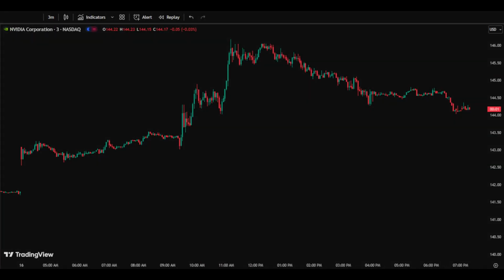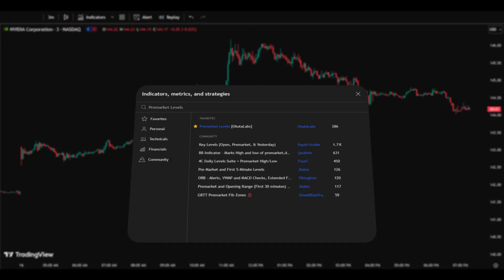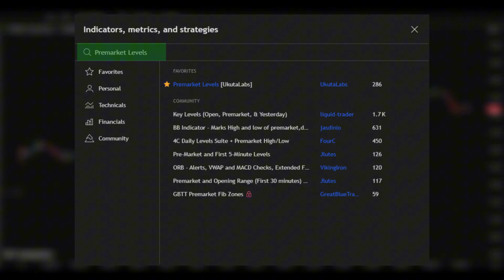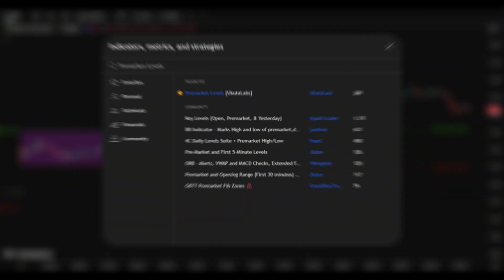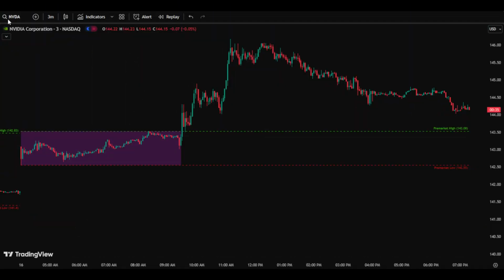Now let's add the pre-market indicator to your charts. Let's head on over to TradingView and click on the Indicators option on the toolbar. Next, search for pre-market levels. We're going to use this indicator from UkutaLabs. It's super useful. I'll also add the link for this indicator in the description below.